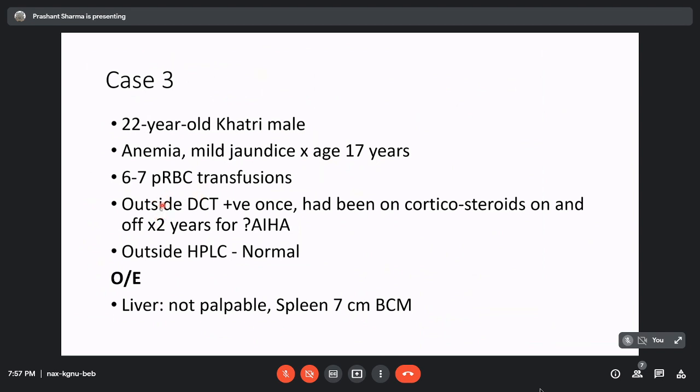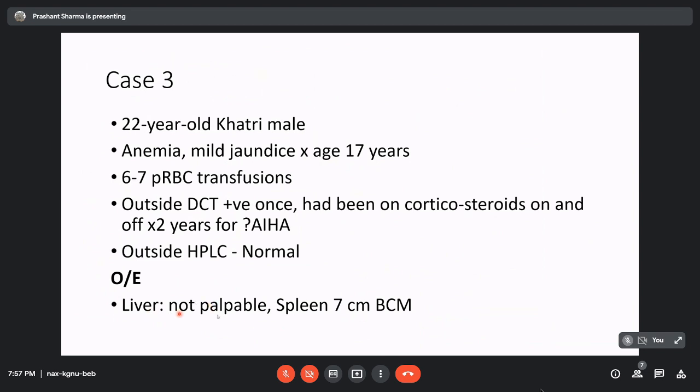Around this time, after a recent transfusion, a DCT, or direct Coombs test, was done outside, which came positive. And that led to the patient being diagnosed as autoimmune hemolytic anemia. He was started on corticosteroids. He didn't really respond, but you can have patients who don't respond very quickly. So he's been on steroids on and off. An HPLC was done outside and it was normal. Somebody did think, could this be a thalassemia intermedia in a young man, but it was normal.